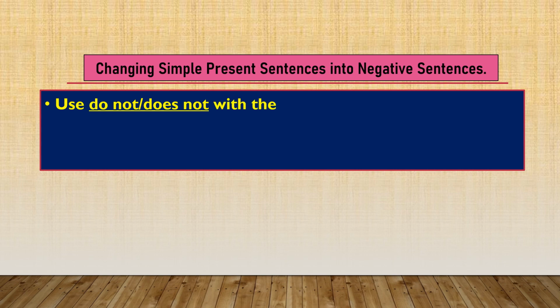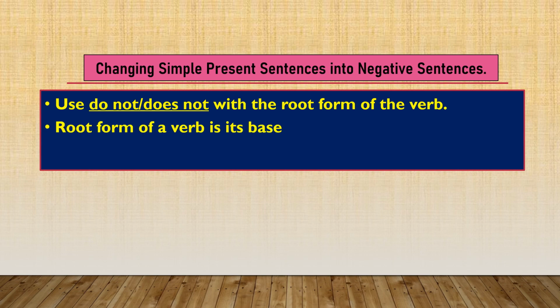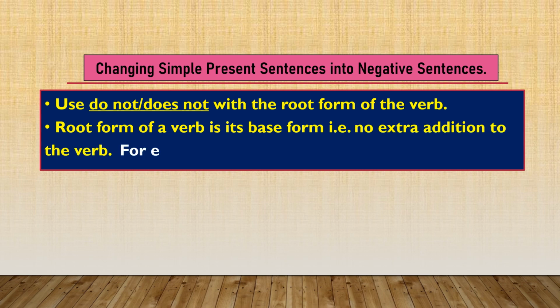Use do not or does not with the root form of the verb. Now, you must be wondering, what is the root form of a verb? It is very simple. Root form is the base form of the verb. For example, plays. What is the root form of plays? It is play.